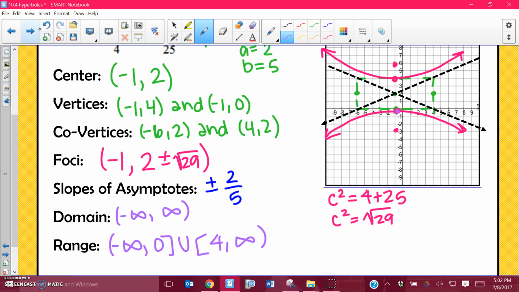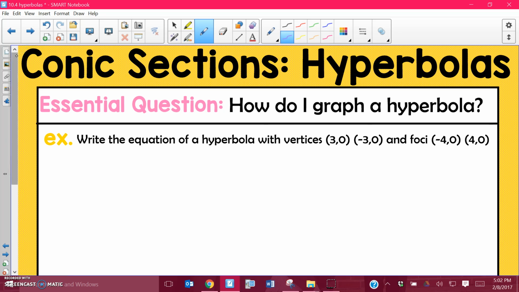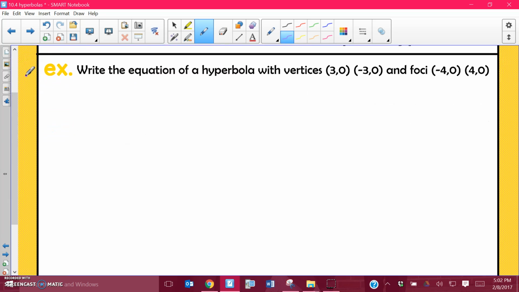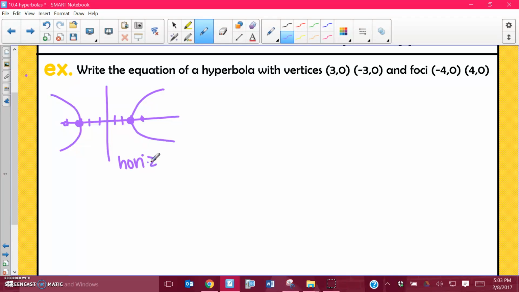Okay, I have one more problem to do. We're trying to write an equation of a hyperbola that has that particular set of points. Again, draw a picture. Please sketch yourself a picture. So if I look at this, I know that the vertices are at (3, 0) and (-3, 0). And the foci are right here and right here, (4, 0) and (-4, 0). I know my graph always opens around my foci, so this makes this a horizontal hyperbola.